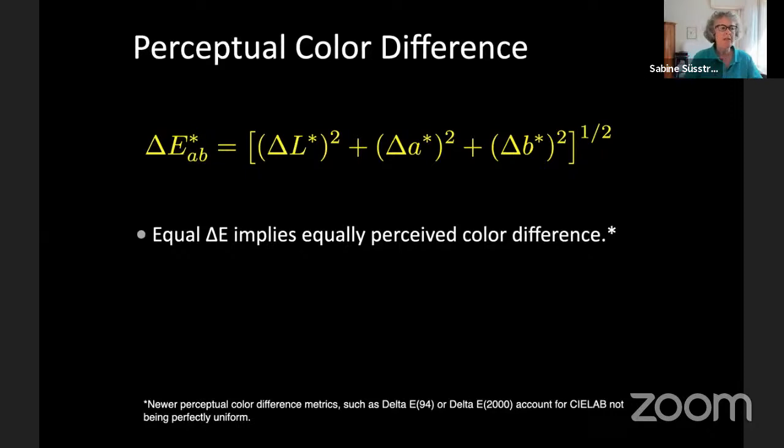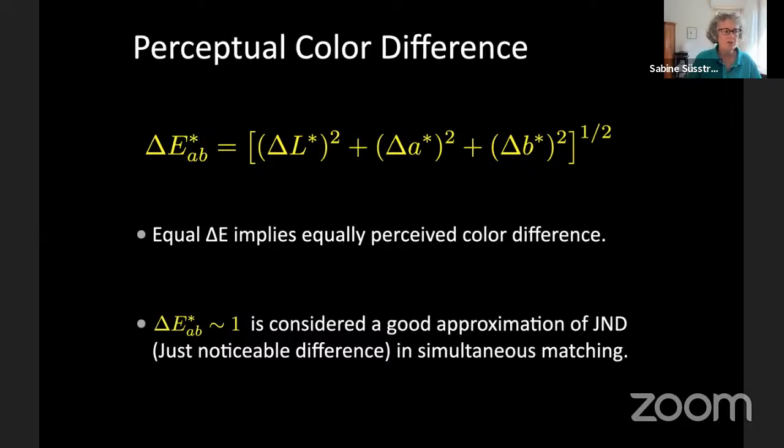So as already introduced, in this color representation, perceptual color differences are Euclidean distances, and they can just be calculated as shown here: delta L squared plus delta A squared plus delta B squared, and taking the square root thereof. Now, I put a little note there that, of course, CIELAB is not a perceptually uniform color space in the way I'm implying here. For our experiments, it was good enough, but there are some other distance metrics that are used nowadays if you measure color, like delta E 94 or delta E 2000, which take into account the non-uniformity of the CIELAB color space. Now, this is the representation using the original delta E. A delta E of about 1 is considered a good approximation of a just noticeable difference in simultaneous matching.